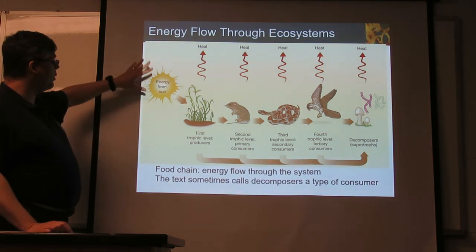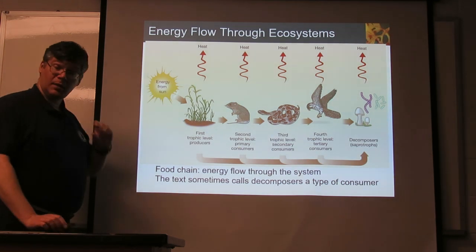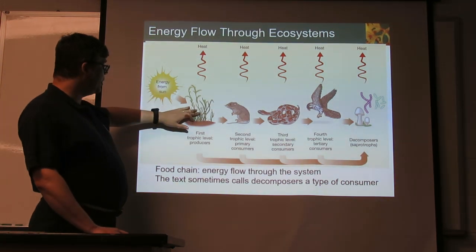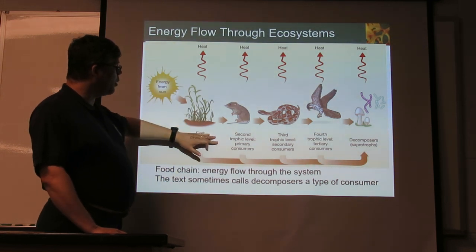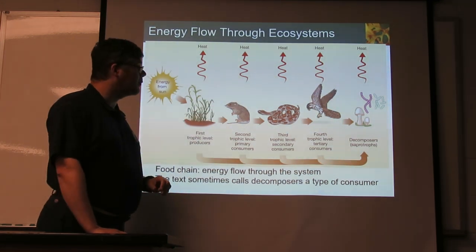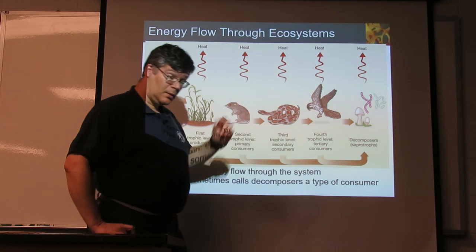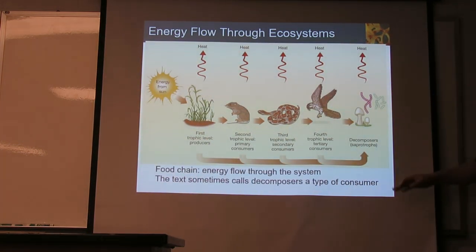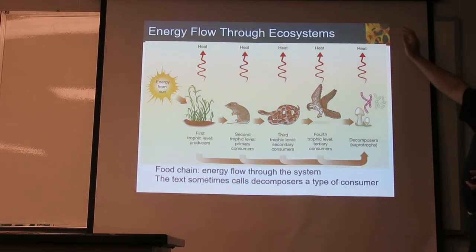Here's an example of the general idea. The sun's producing energy. This energy gets captured by our photosynthesizers, the producers, and so on up our food chain. And things that die, waste, then are decomposed. All of these are producing the waste heat there.